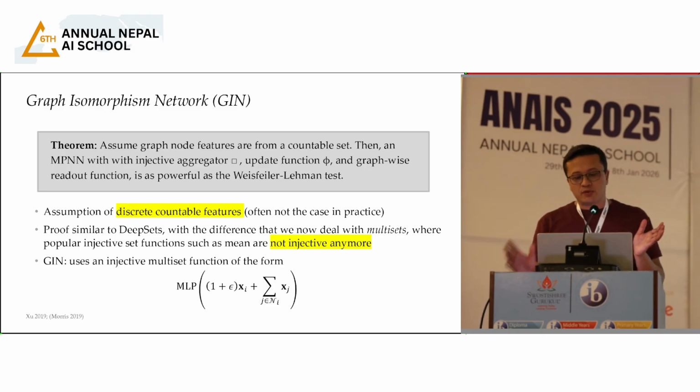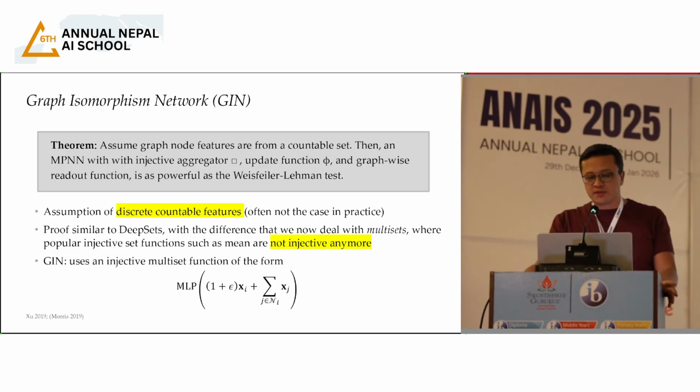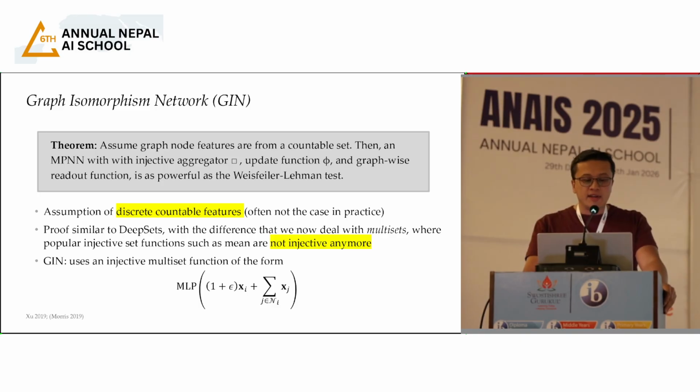One of them is that we have to assume that the graph node features are from a countable set. And then we assume that a message passing neural network has an injective aggregation function. So this is usually a function combined with a sum aggregation. We need an injective update function and graph readout. So the pooling function that we use at the end must also be injective.